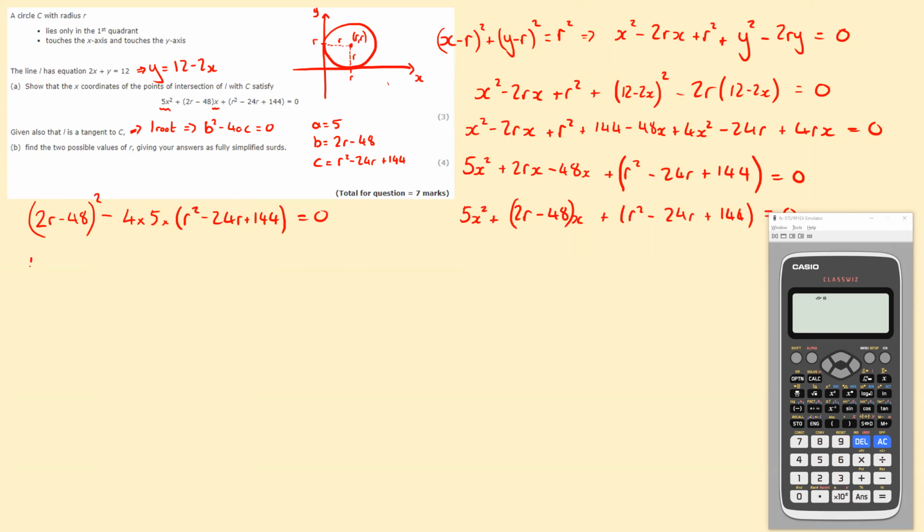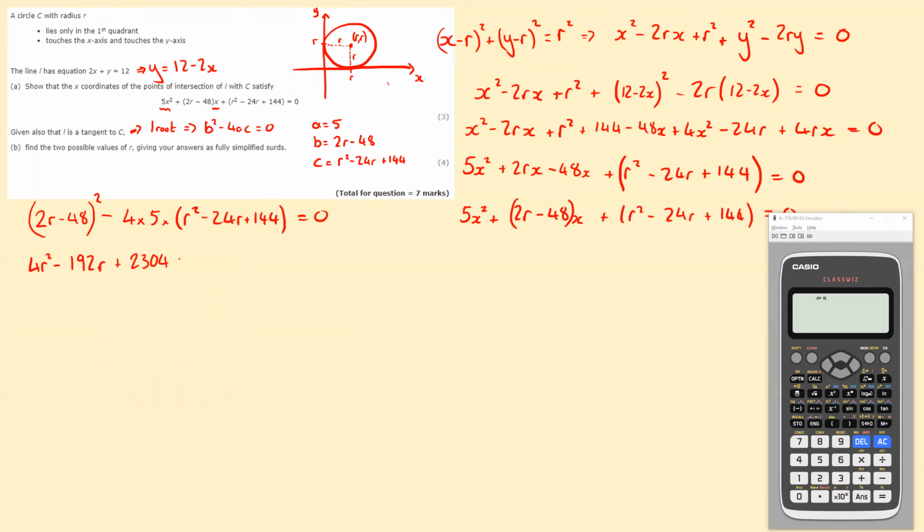So 2r all squared is 4r squared. 48 times 2 is 96. Double that up is 192r. And then 48 squared. This is where it comes in. I worked this out before. So 40 times 40 is 1600. 8 times 4 is 320, so double that up is 640, and then add on 64. So that's what's that? 2304.